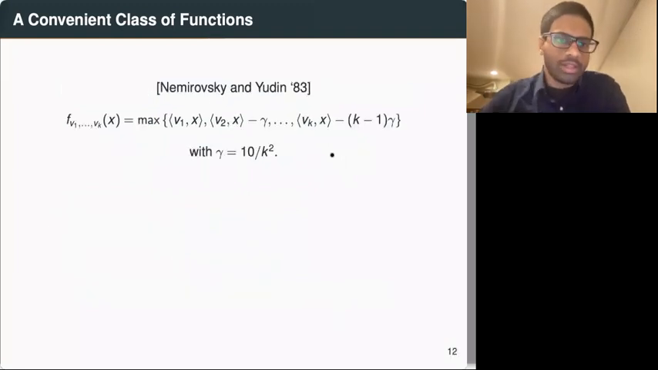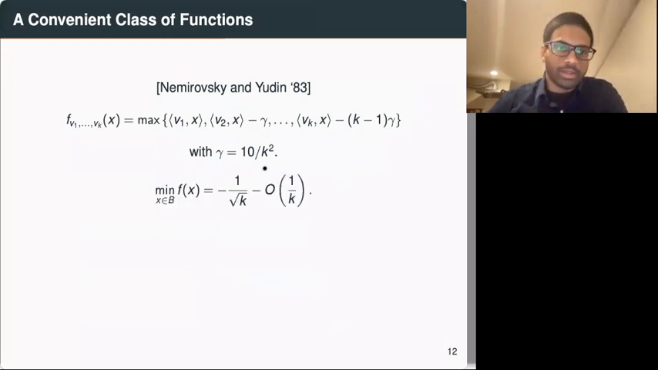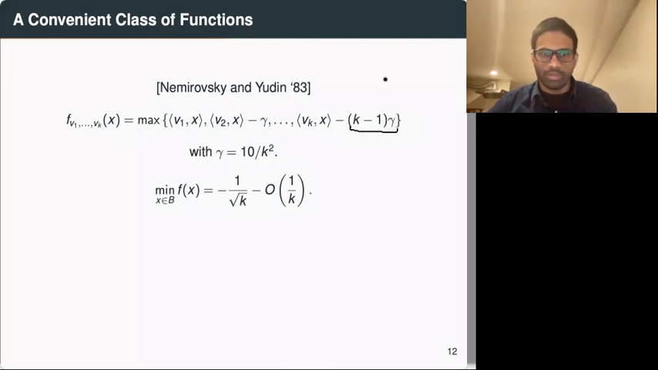It's a very simple change, and it dates back to, again, the 80s. So in the second entry, we subtract a quantity gamma. In the third entry, we subtract 2 gamma. In the fourth entry, we subtract 3 gamma, and so on, where gamma is this quantity that's 10 divided by k squared. This quantity is so small that it really doesn't change the behavior of the function. The minimum value that the function takes is still around -1 by square root k minus some smaller order term, because even k times gamma is a really small term.